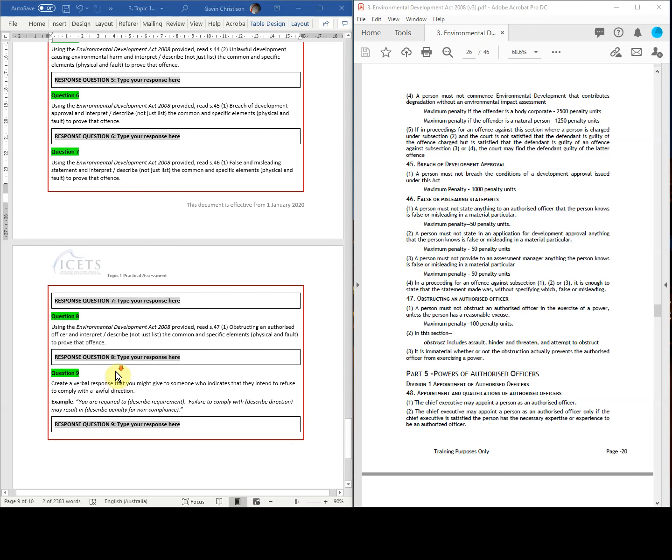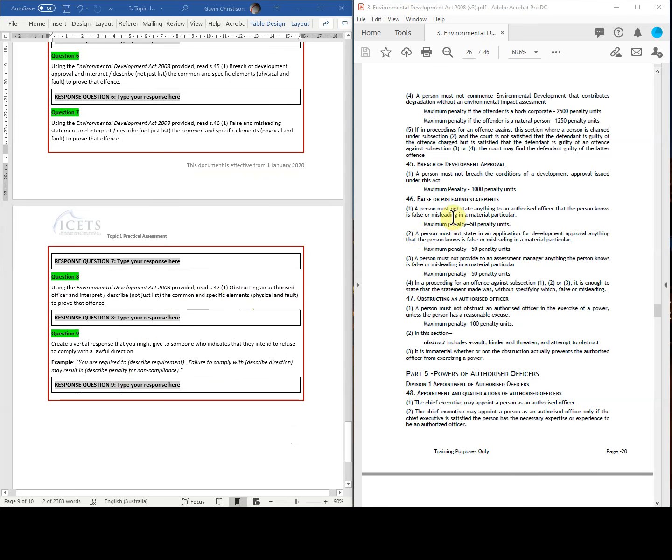Question 8 is section 47, subsection 1, obstructing an authorised officer. So I'll leave you to do this one on your own. Having the guidance that we've given you to this point, you should be able to do question 8 on your own.